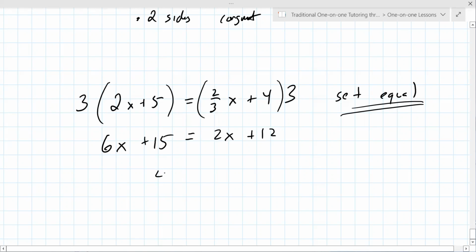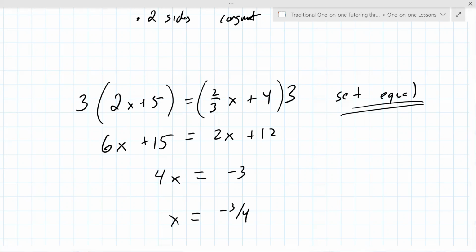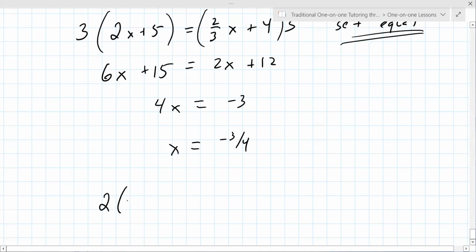Then it would be 4x equals minus 3. And then x equals minus 3/4. So this is not the answer, this is x. Then I would insert x into one of the existing formulas. I guess I would choose the one on the left, although it doesn't really make that much difference. I'd go 2 times minus 3/4 plus 5. That's not right. Sorry, don't look at that.